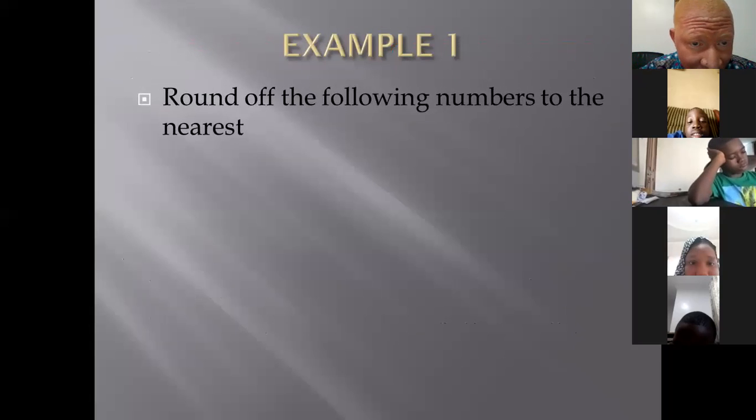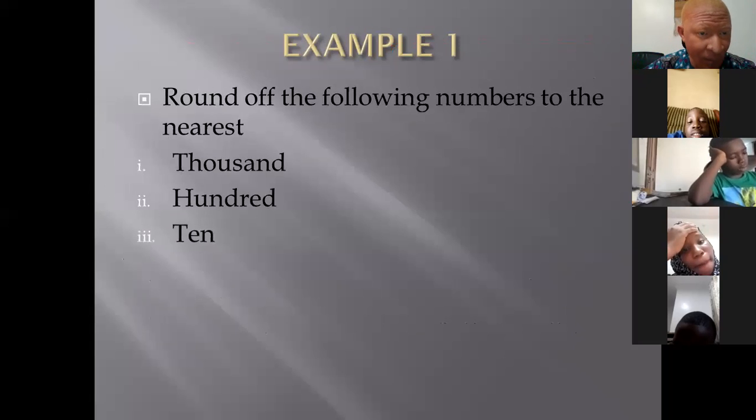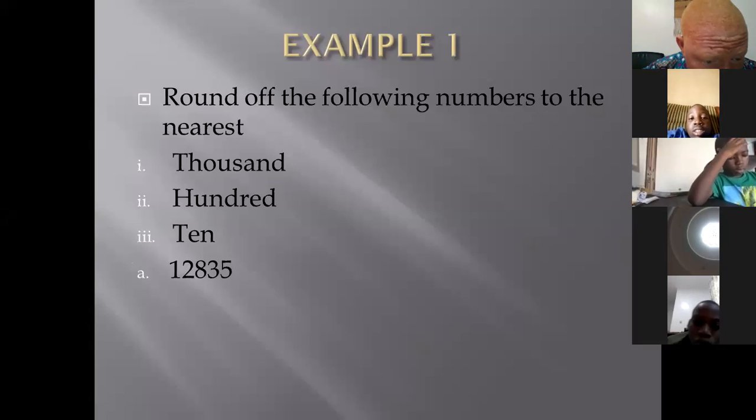Okay, so we say round off the following numbers to the nearest 1,000, 100, and 10. So when I have a particular number, I want to round it up to the nearest 1,000, I want to round it up to the nearest 100, and I also want to round it up to the nearest 10. So what are the numbers we are talking about? Look at this. We have 12835. This is a 5 digit number.